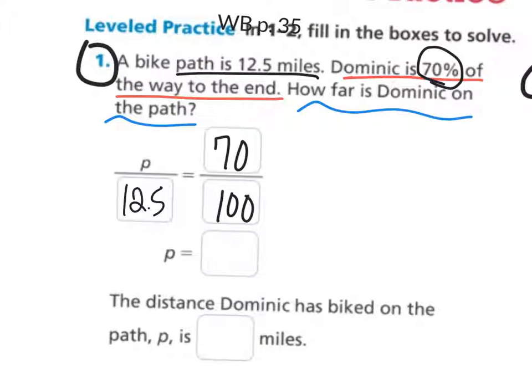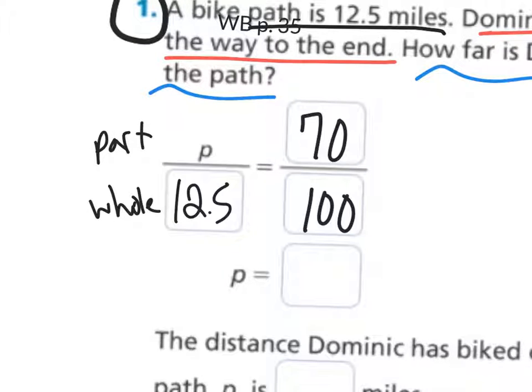12.5 is the whole. Remember, we can set this up as part over whole. The part, we're trying to find what part of the way he's through this thing if the whole thing is 12.5 miles. So the pattern here might not be apparent if we're looking at this, but if you use a calculator, it's a little bit quicker anyway, way of getting to it.